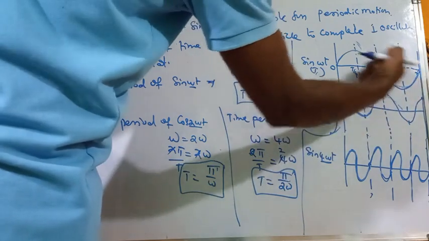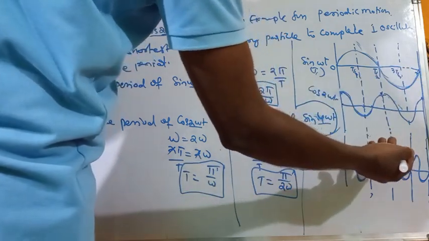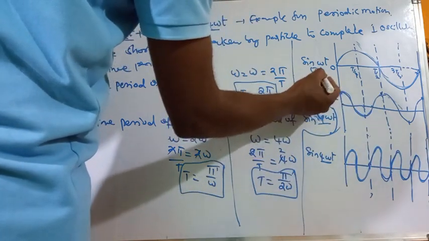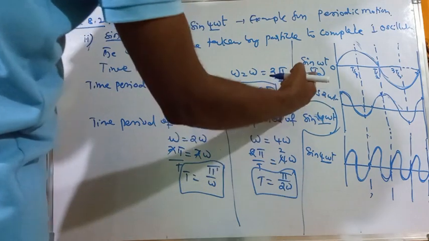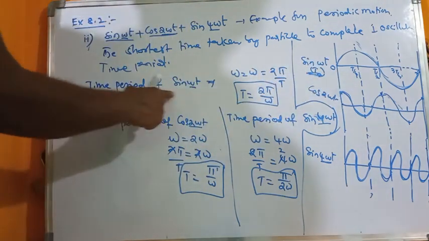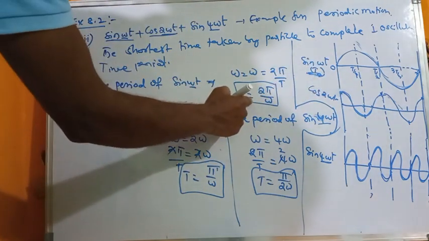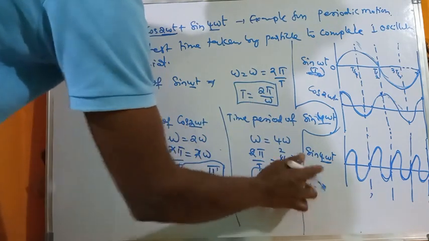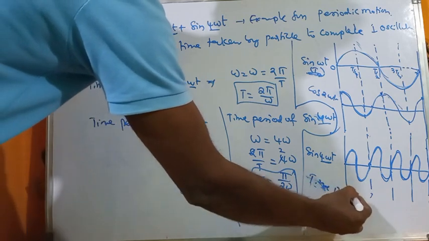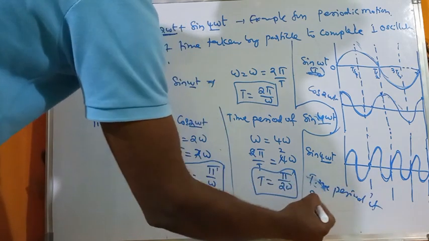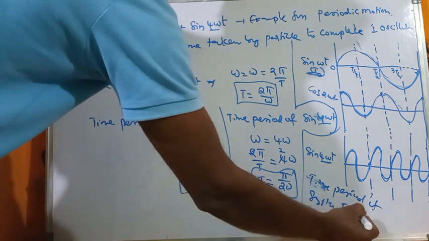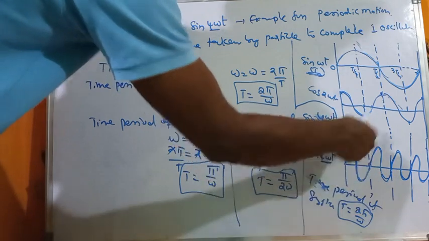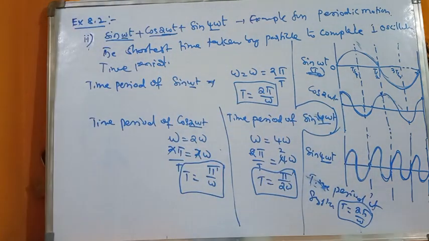So whatever the shortest time period is, after that shortest time period the whole system repeats, and that period is nothing but the time period. The time period for sin omega t, what we got here, is t equal to 2 pi by omega. So the time period of the whole system is t equal to 2 pi by omega. After this time period, every cycle repeats its motion. This is the second question.